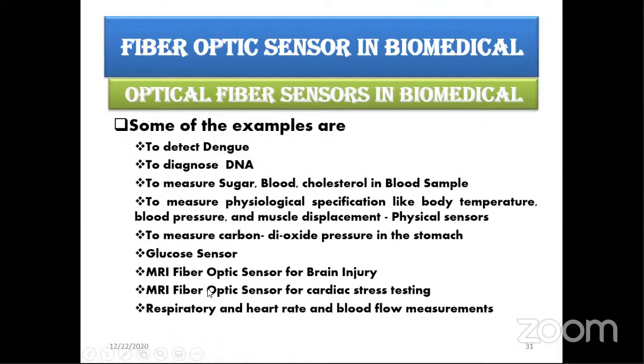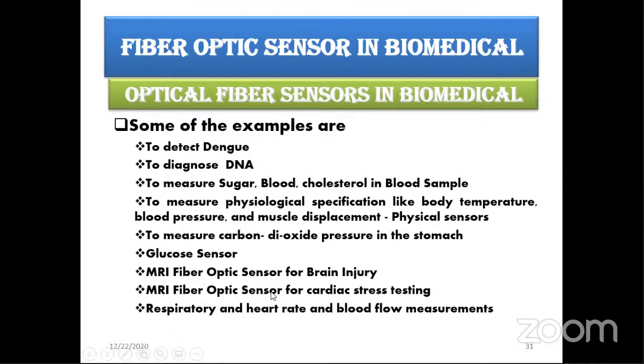And optical sensors are also used in MRI fiber optic sensors for brain injury. Here it is used to sense the angular position and capture the velocity and acceleration during the operation. And the data corresponds to the real-time MRI image.